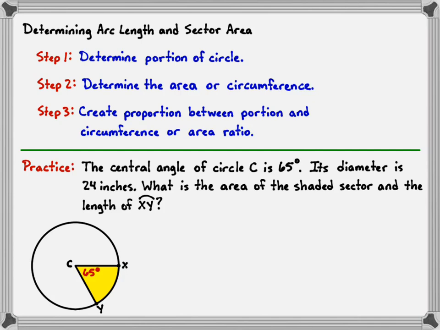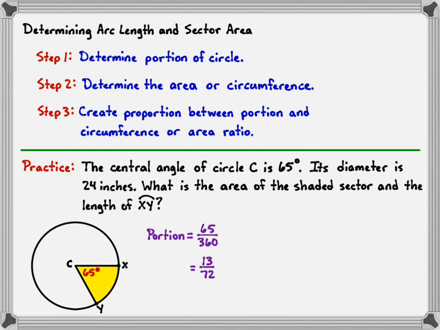So the first thing we have to do is figure out the portion. The portion is going to be 65 over 360, 65 degrees over 360 degrees. And if we want, we can reduce that. You actually don't need to reduce it if you have a calculator handy, okay? But that reduces to 13 over 72.